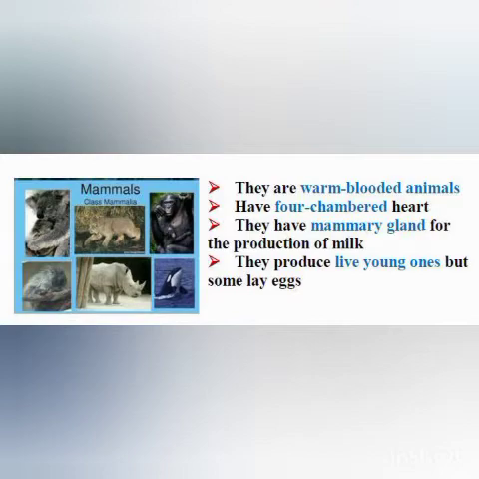They have a four-chambered heart and they have mammary glands for the production of milk so that they can feed the young ones. And they give birth to live young ones, but some may still lay eggs. Okay. So this is all about kingdom Animalia, different phyla of kingdom Animalia. And with this we finish this chapter, a very lengthy chapter, diversity in living organisms.